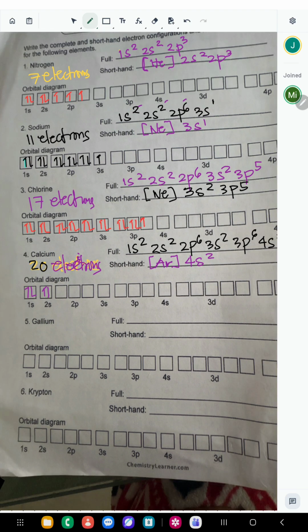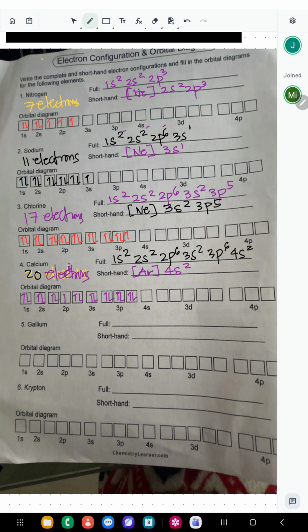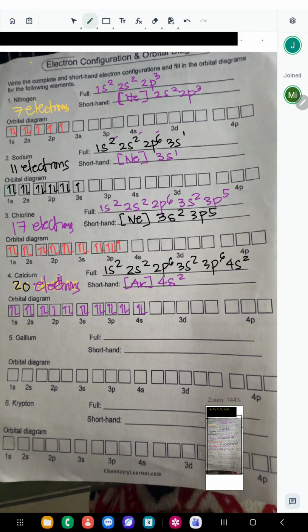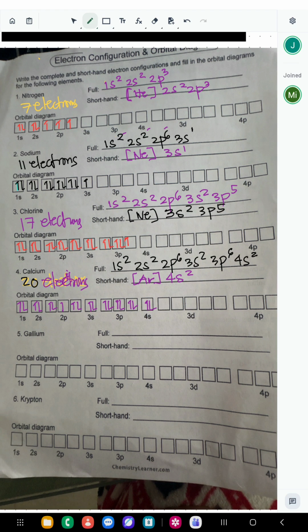Then for Hund's rule orbital diagram, okay, let me zoom that in. 1s2, 2s2, 2p6, then 3s2, 3p6. So this is filled, and then 4s2 there. So that is for calcium.